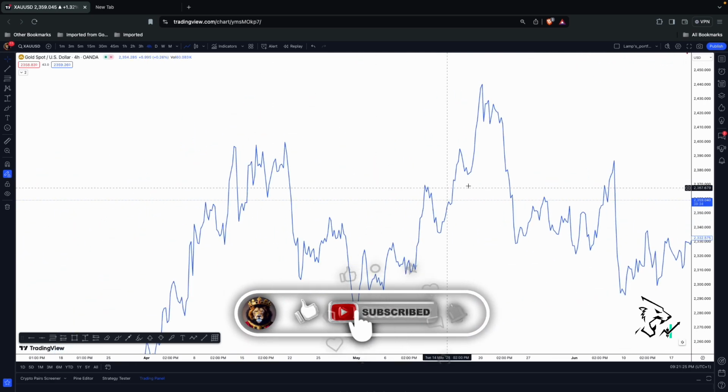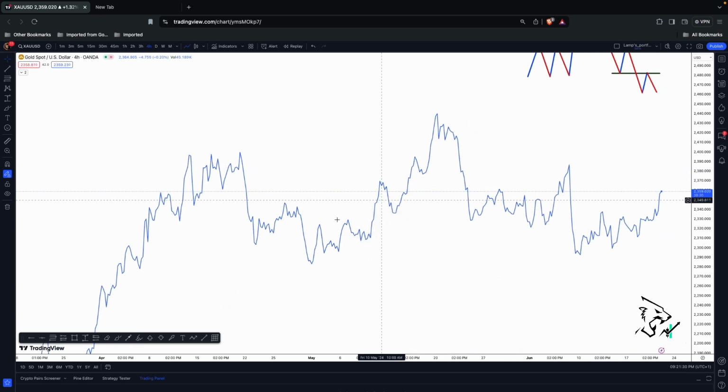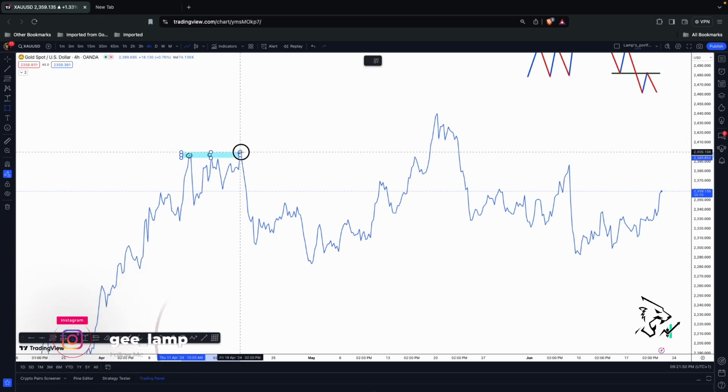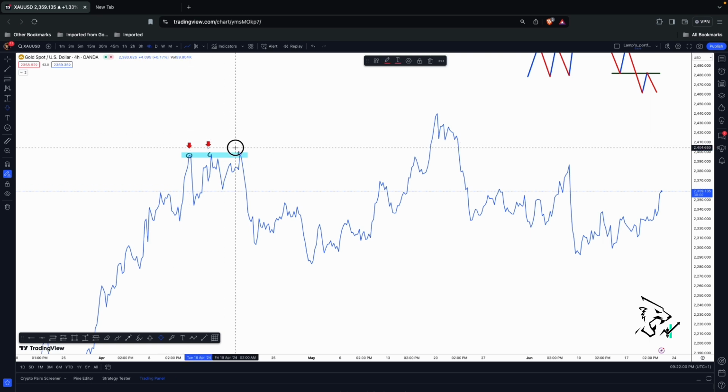I usually use the line chart to simplify the concept of support and resistance. If we look at this particular area, we notice that we have a strong resistance here, a strong resistance here, a strong resistance here, and you notice that they are all printing a capital A. When I highlight this zone, you notice that it is a base where the market fails to break above it. So this particular zone is a strong resistance zone.